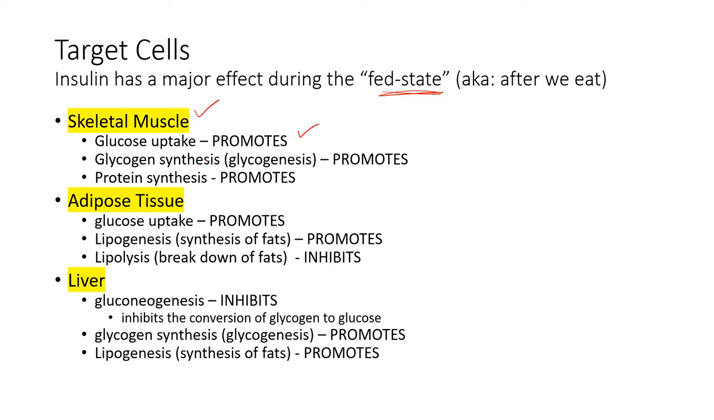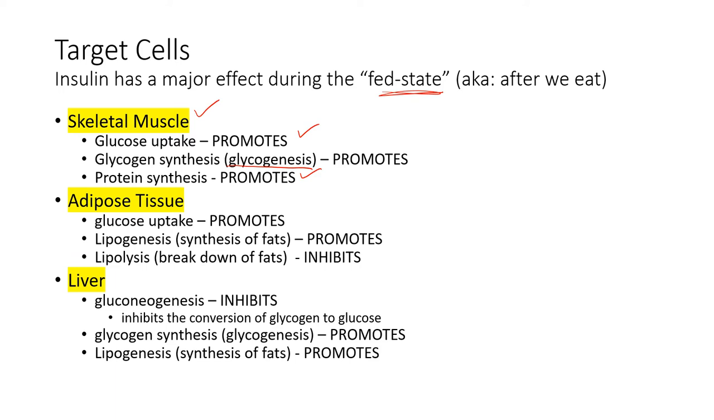It is going to synthesize glycogen. So we're going to take that glucose and we're going to make glycogen out of it and store it. That's called glycogenesis. It's also going to promote protein synthesis. Wow, why would it do that?